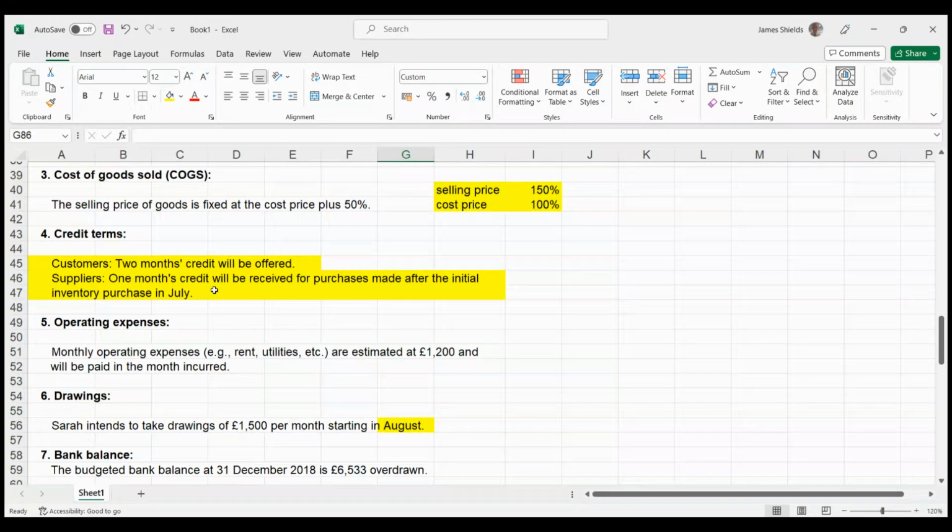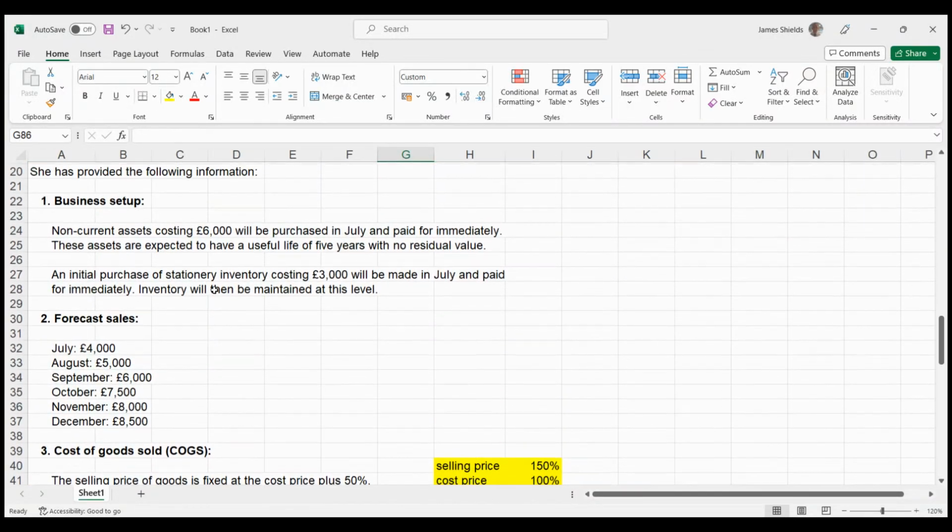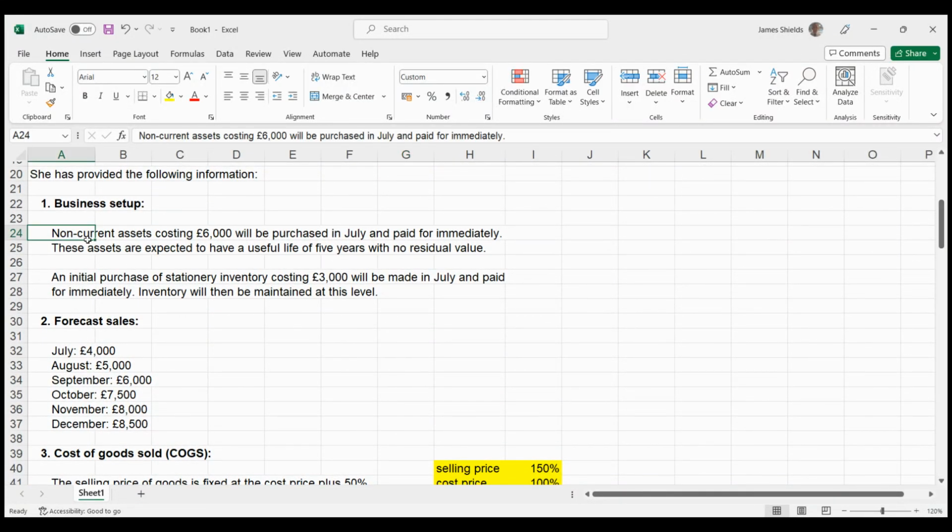Now, if I go back to the beginning of the question, we mentioned earlier on, here we go in point number 1. Non-current assets costing £6,000 will be purchased in July and paid for immediately. So we've got non-current assets, we're going to have to work out the depreciation. And we're told they have a useful life of 5 years and there's no residual value or no scrap value. So to work out the depreciation, it's going to be 6,000 divided by 5. Now be careful with that.